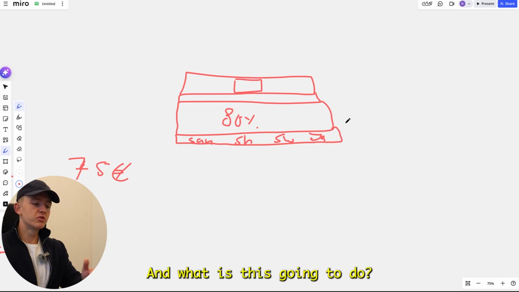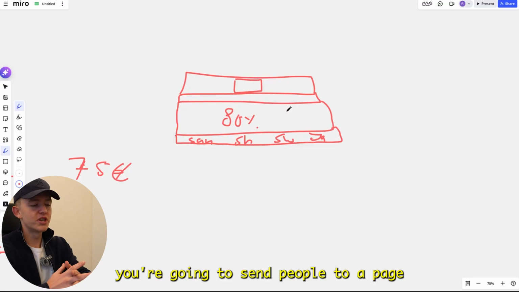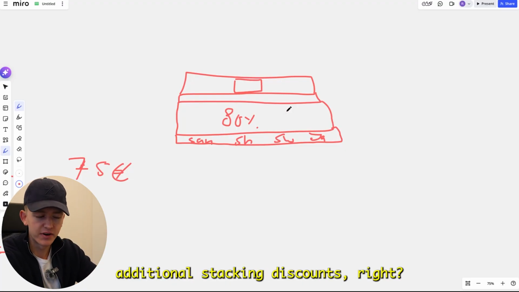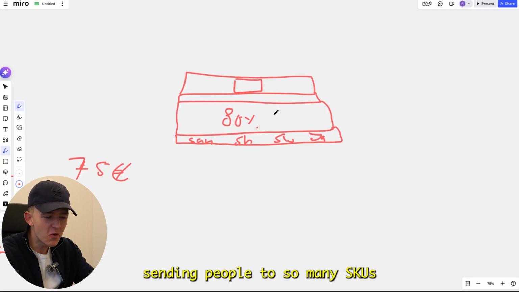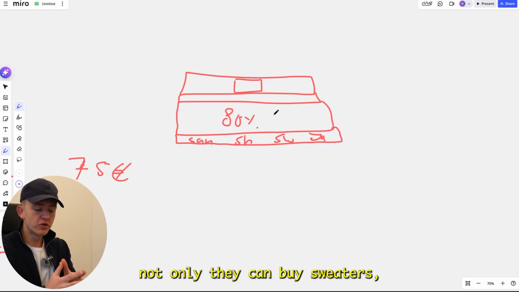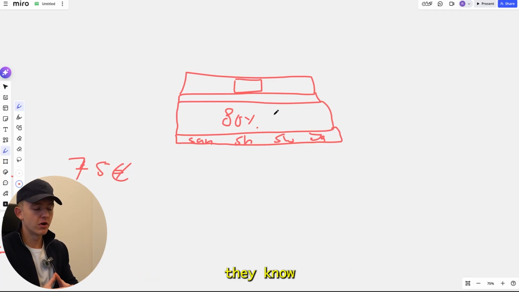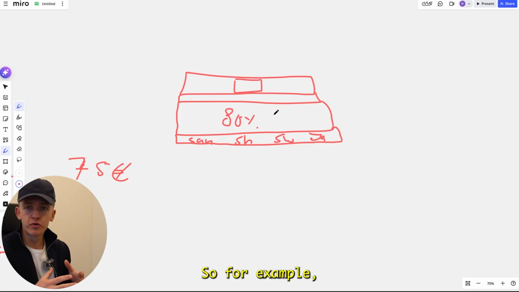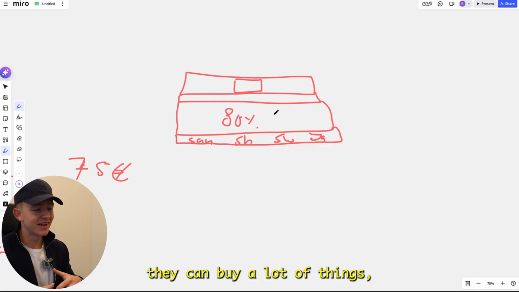And what is this going to do? First, you're going to send people to a page where they're getting additional stacking discounts, right? And you're sending people to so many SKUs, because now they can not only buy sweaters, they can also buy jackets, sandals, and shoes. So for example, when spring comes, they can buy a lot of things.